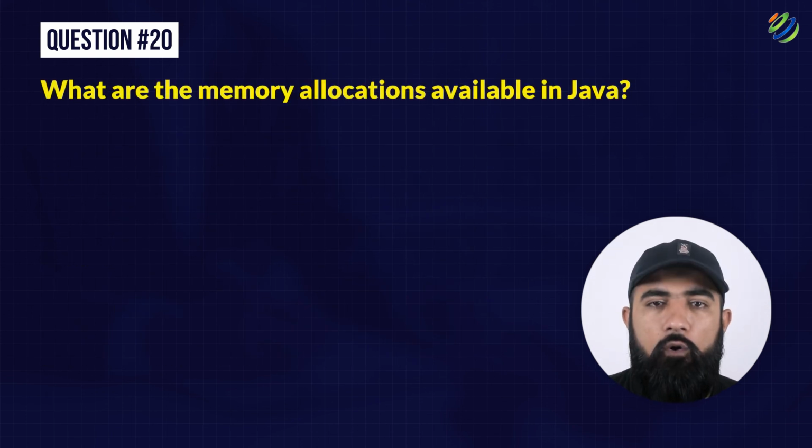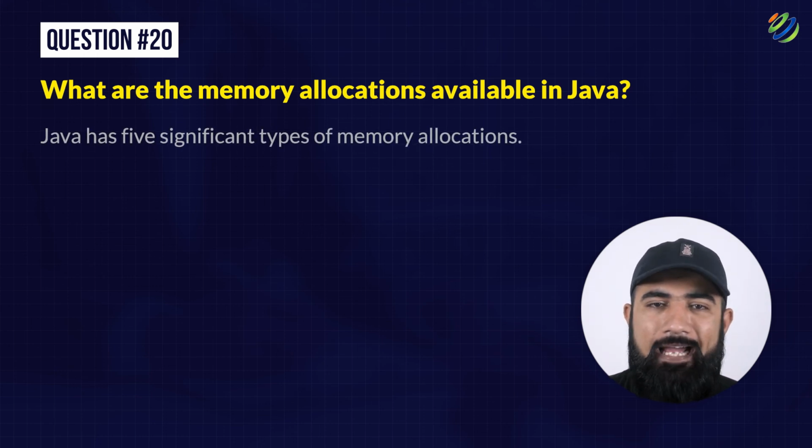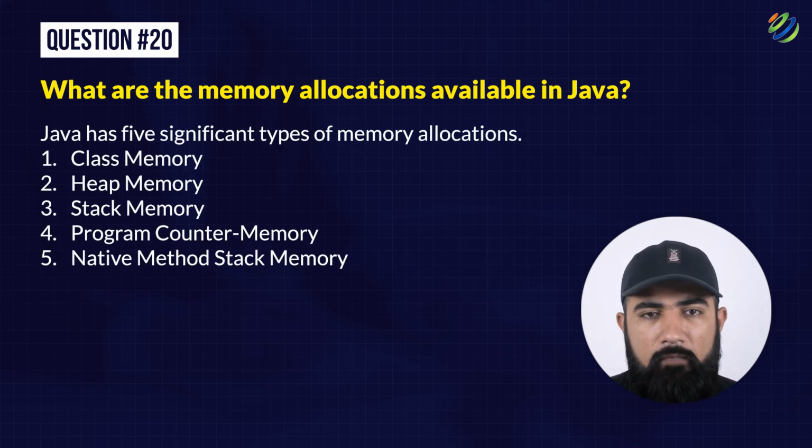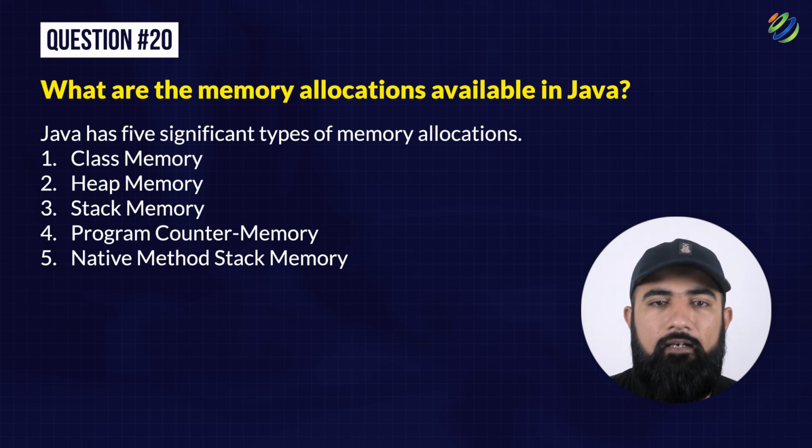Number 20. What are the memory allocations available in Java? Java has 5 significant types of memory allocations: class memory, heap memory, stack memory, program counter memory, and the last one is native method stack memory. And that was all about the 20 questions that you can consider related to Java for your next interview.